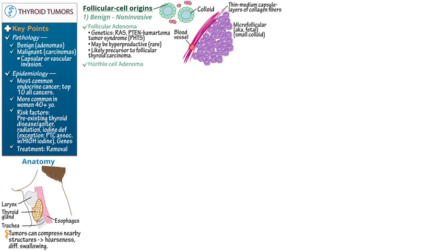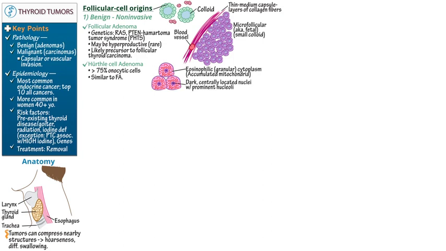Next, indicate that Hürthle cell adenomas are similar to follicular adenomas, but comprise 75% or more oncocytic cells. Show that the oncocytic cells of Hürthle cell adenomas are polygonal with eosinophilic granular cytoplasm due to a large number of accumulated mitochondria. They have dark, centrally located nuclei with prominent nucleoli. Other morphological features, capsule, architectural variants, etc., are similar to follicular adenomas. See the link in our notes for more information.